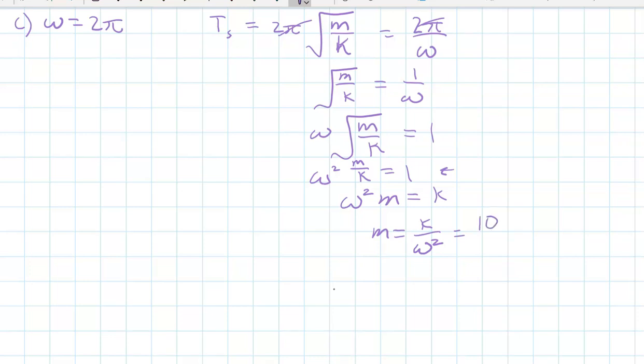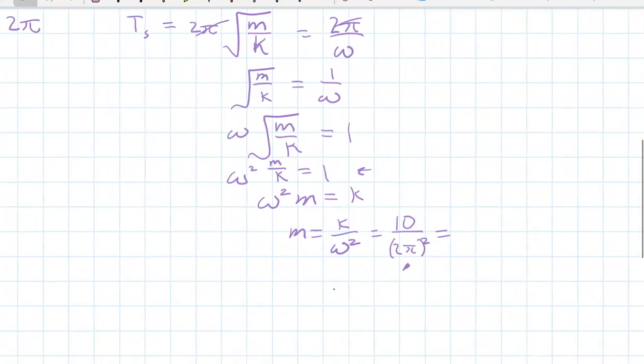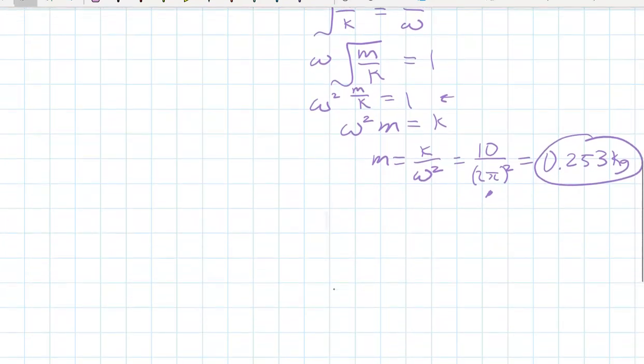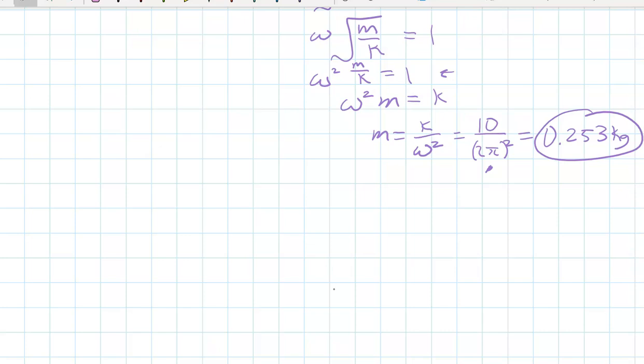And it gives me my k. My k is 10 newtons per meter. And then my omega is that 2 pi. And remember when you type that into your calculator, make sure you have parentheses around the 2 and the pi. And you should get that the mass is equal to 2.53 kilograms. Okay, the last part of this problem is we want to come up with an expression for the kinetic energy rather than the potential energy.